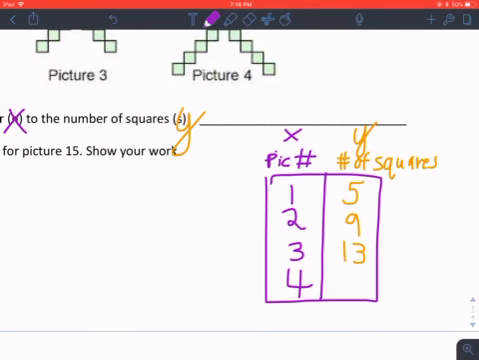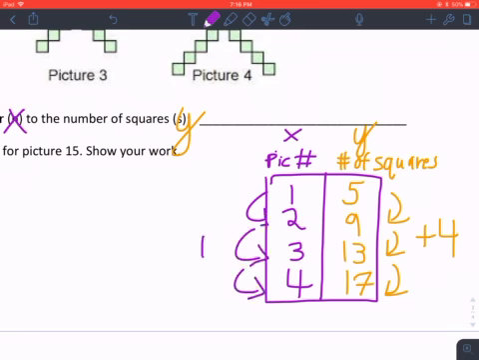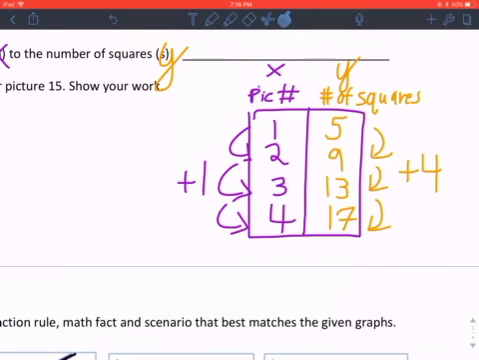There are 17 squares. So now I have to figure out how much these y's are changing by. They are changing by positive 4 each time. And my picture number is changing by 1 each time. So my change in y divided by my change in x, my slope, is 4 divided by 1. So I have m equals 4.